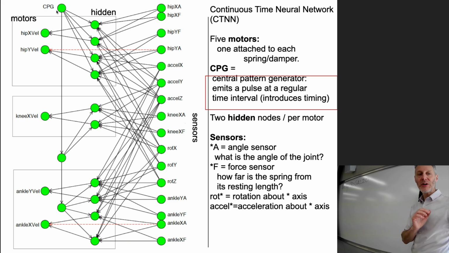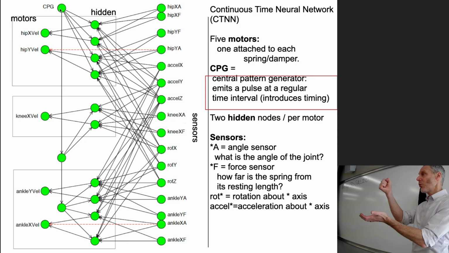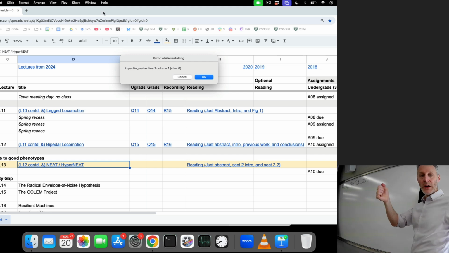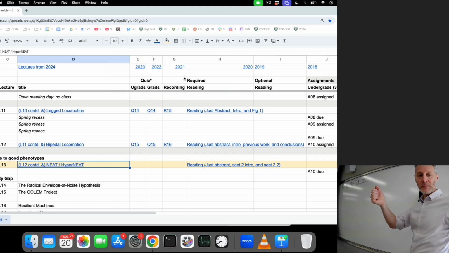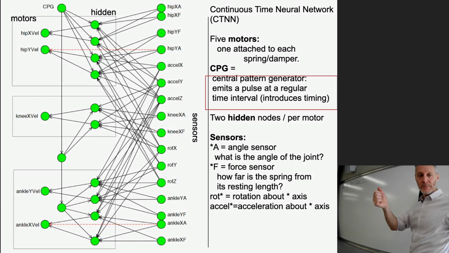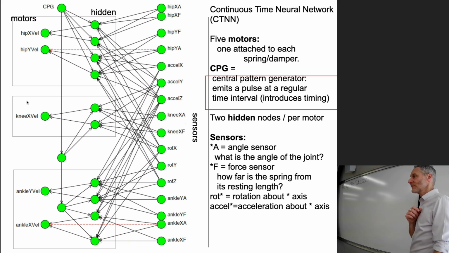Same thing here. We've got a CPG up here. You'll notice this central pattern generator is sending out its signal, which is 1, 0, 0, 0, 0, 0, 1, 0, 0, 0, 0, 1, 0, 0, 0, and so on. That signal is being sent along these synapses to hidden neurons, and those values then flow to the motor neurons eventually. Okay, we've got a whole bunch of sensors over here.